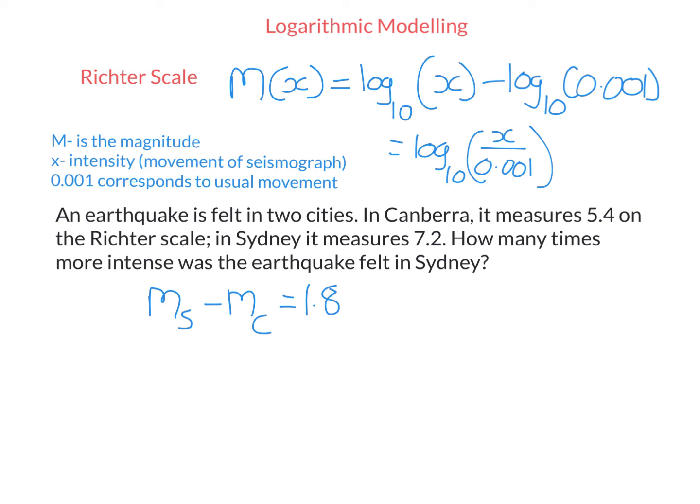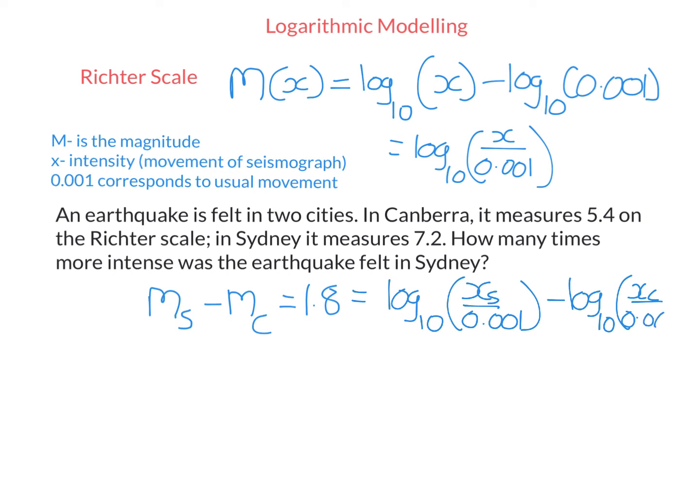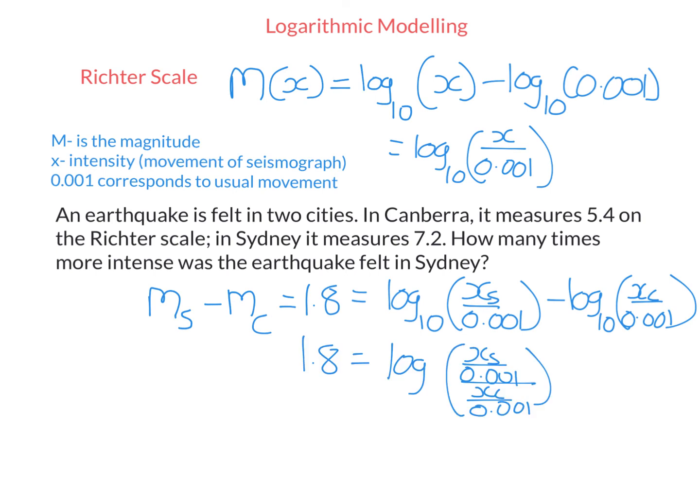So using this formula up here, I'm going to call the magnitude in Sydney log base 10 of xs, the intensity in Sydney, and then I'm going to subtract the magnitude in Canberra. So I'm going to call xc the intensity in Canberra. Now I'm going to use the log laws again to combine this into one log. So I just go this divided by this. But when you're dividing like this, I can cross out those two numbers there. I'm just left with xs over xc.